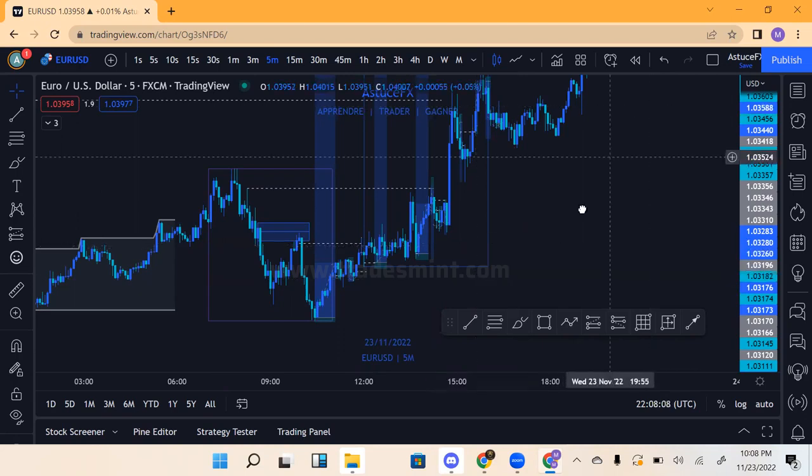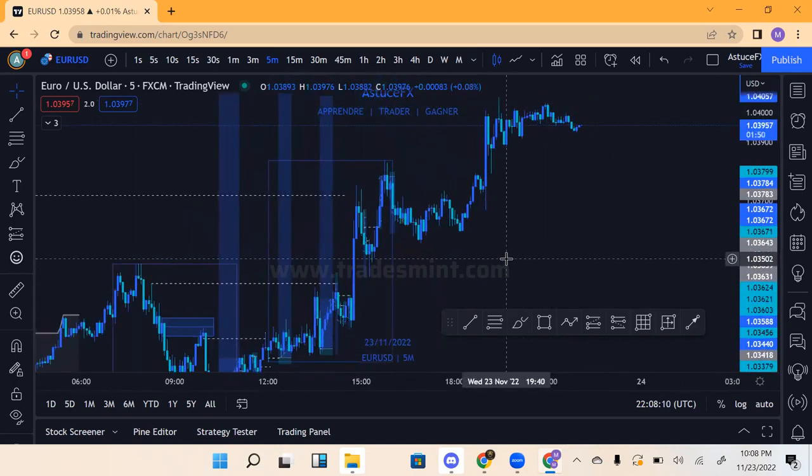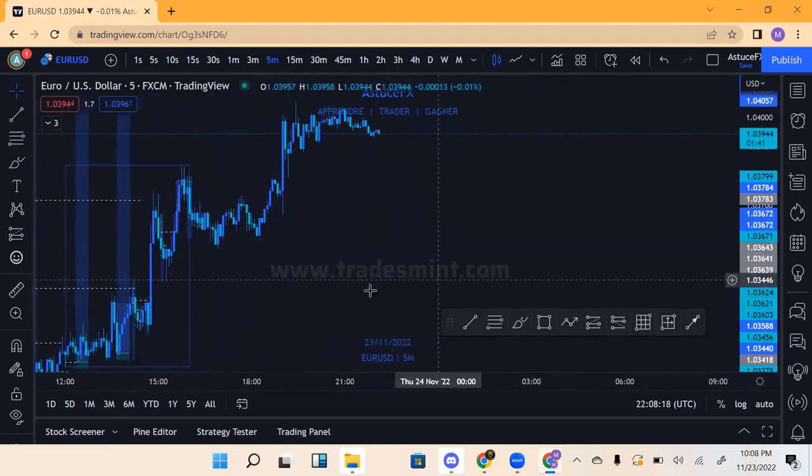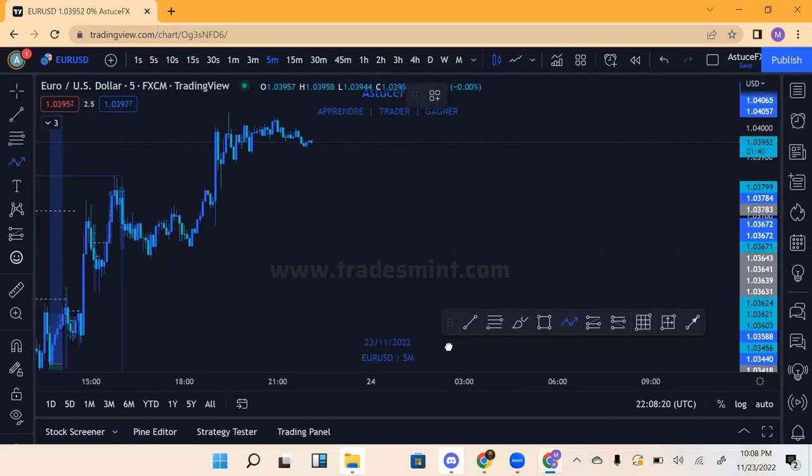So I'll first go through the market structures a little bit, and I will add the liquidity, and I will explain why it gets stopped out a lot of the time. Okay. So let's talk about when market is bullish.